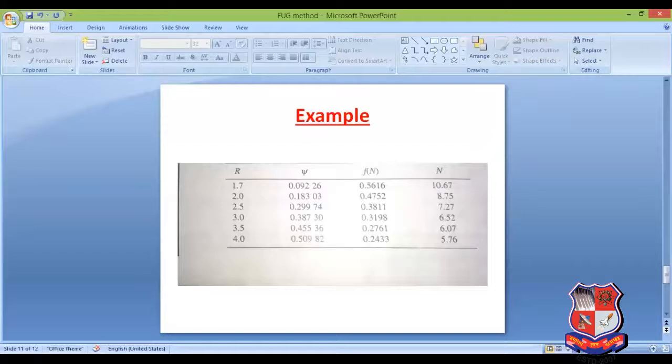At R equal to 3, my N should be nearly equal to 7, right? It should be minimum 7. And at 3.5, I still read 7. So now the tapering in the values of N has started.